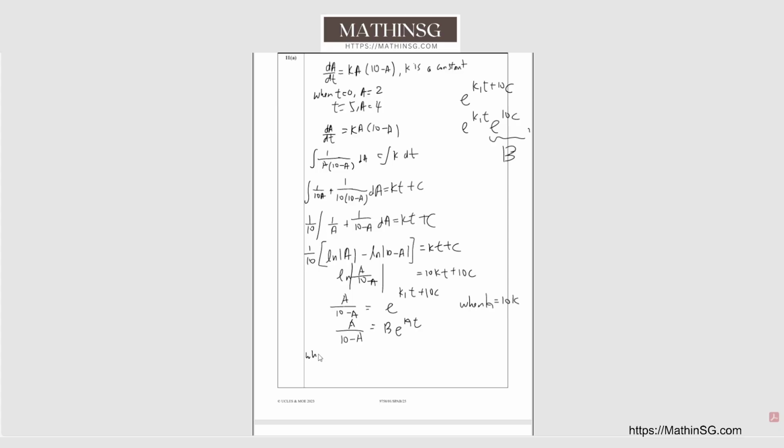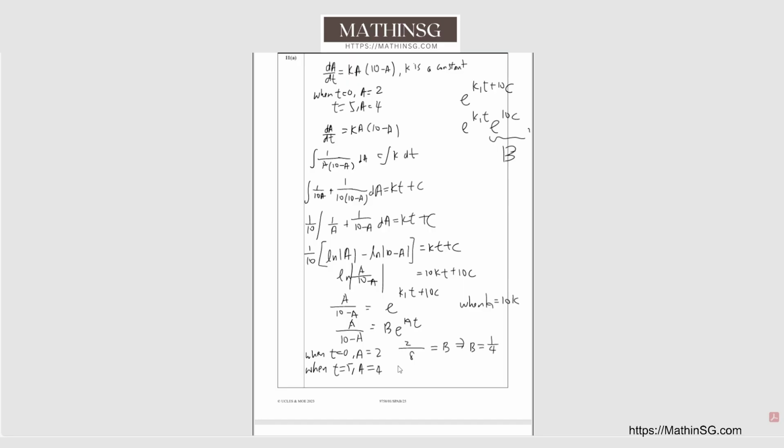So when t is 0, a is 2. So sub in a equals 2. So 2 over 10 minus 2, which is 8, equals b e to the power of k1 times 0. 0 times anything is 0, and e to the power of 0 is 1. Therefore, we know that b is 1 quarter. Next, I also need to find the value of k1, so I need this second set of values. So when t is 5, a is 4.